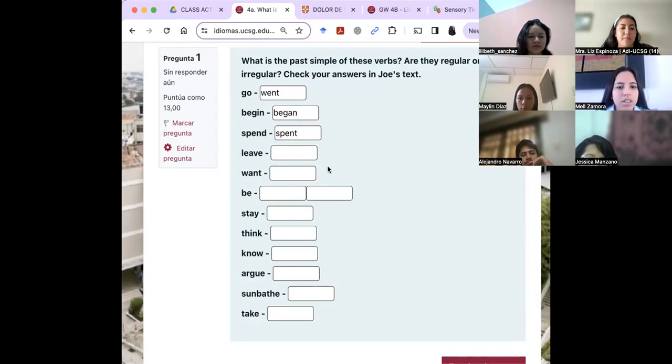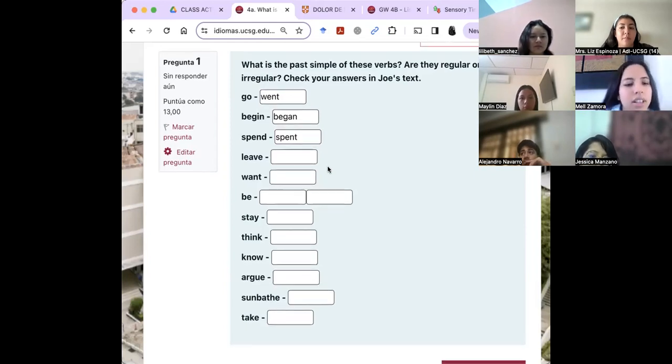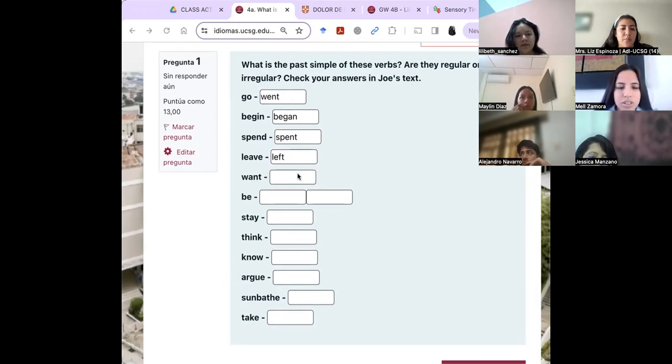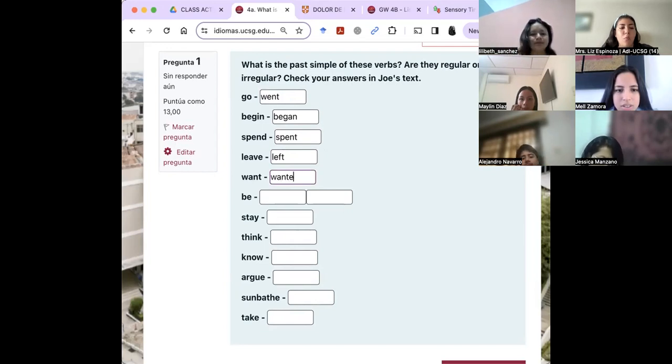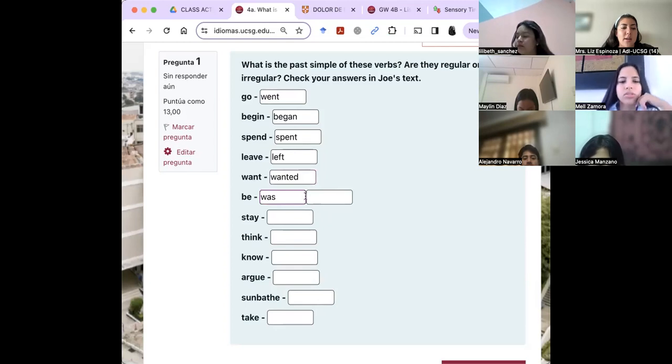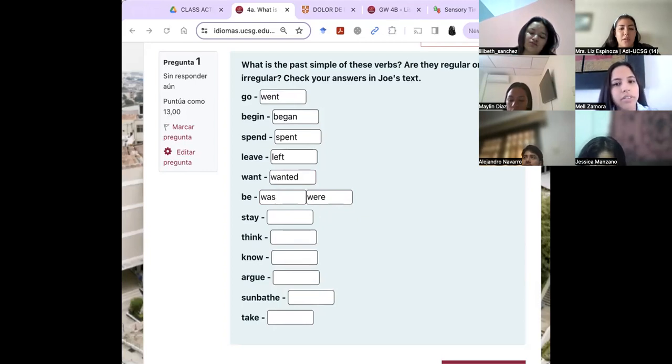Leave. Left. Left. Oops, let me type correctly. Left. Want. Wanted. Remember, wanted, like you mark it. Be. What are the options? Was and were. We have two options, was and were. First and third person, and then second person.